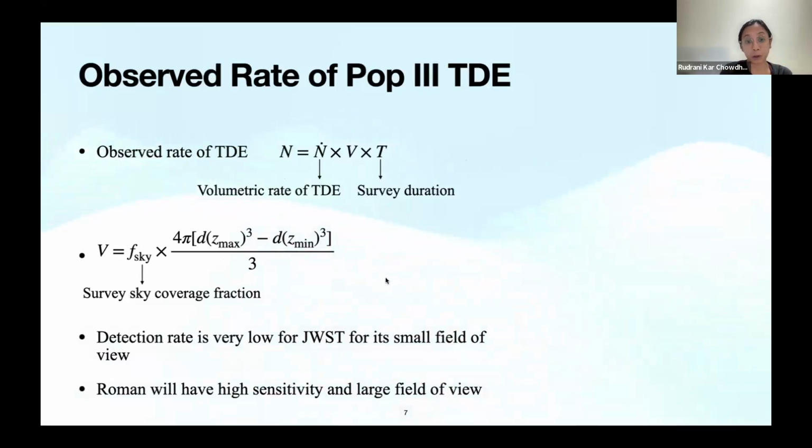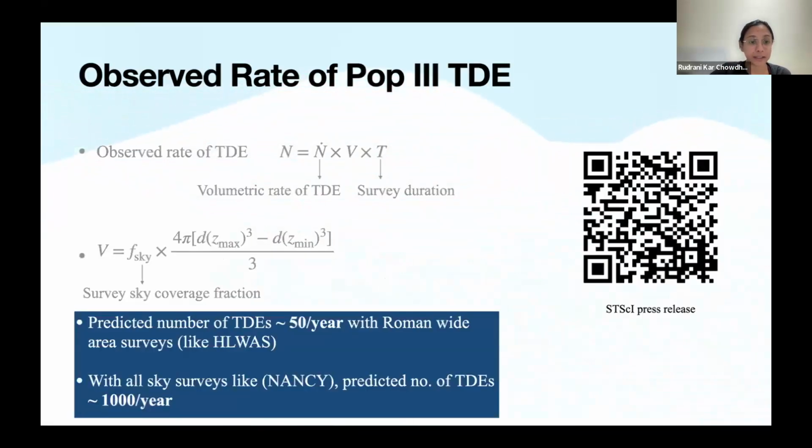Due to the small field of view of JWST, we estimated that the detection rate with JWST will be very low. However, with the high sensitivity and large field of view of Roman, we might be able to detect quite a significant number of such events. We have calculated that the predicted number of such POP3 TDEs will be 50 per year with high latitude wide area surveys.